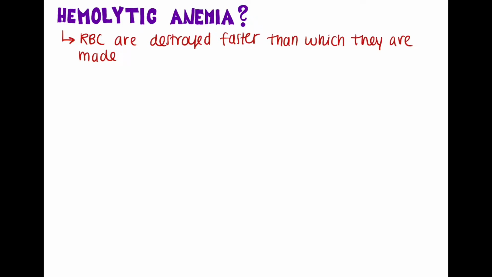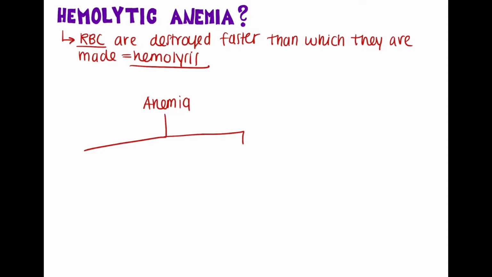Hemolytic anemia is a disorder in which red blood cells are destroyed faster than they are made. This is called hemolysis. Anemia results when bone marrow production can no longer compensate for the shortened red blood cell survival. The two main types of hemolytic anemia are inherited and acquired anemia.